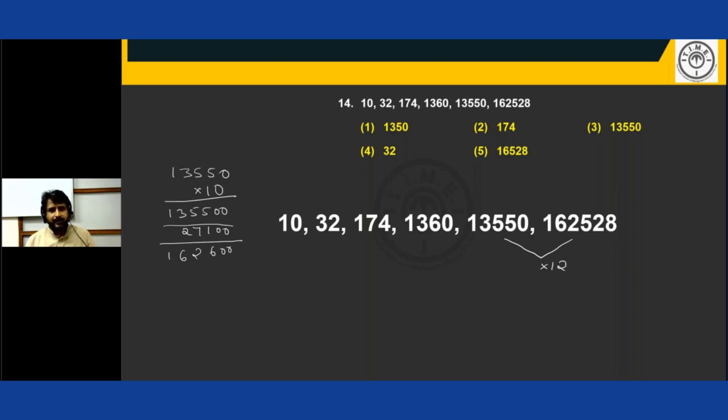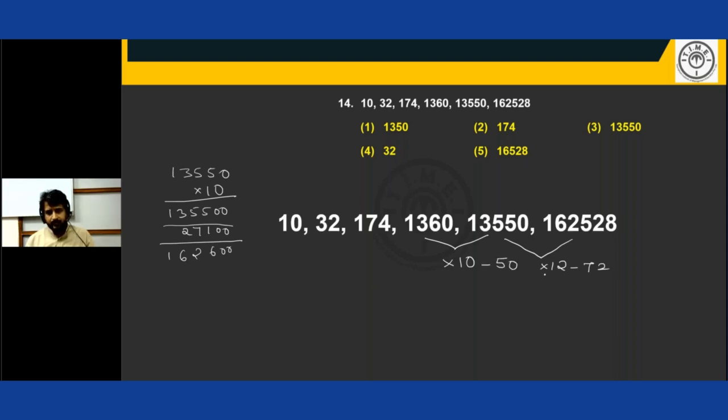So how much is it less than that number by? It is exactly less than that number by 72. Now 13,550 goes maximum 10 times. Maximum 10 times, 13,600. And how much is it? 50 into 10 minus 50.